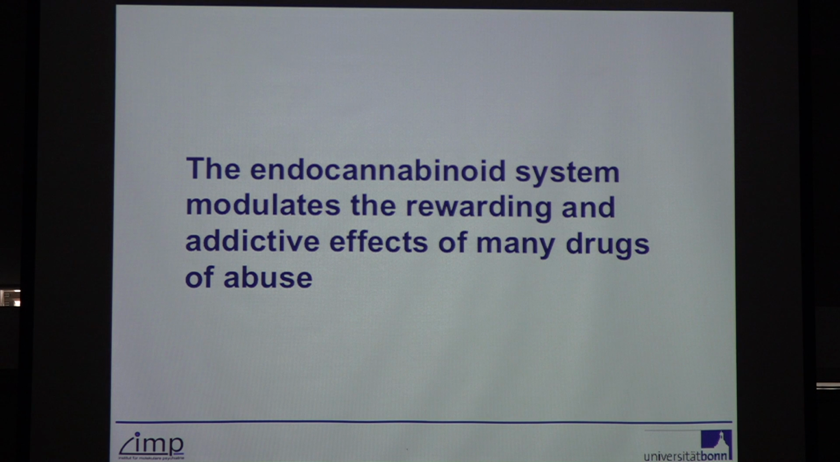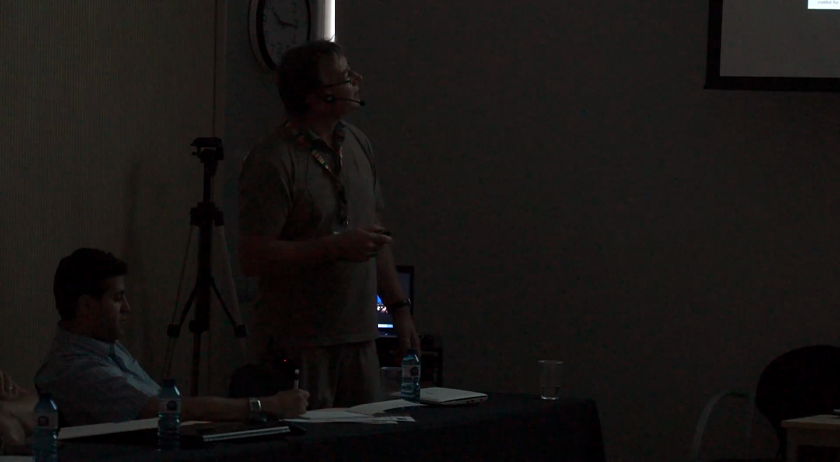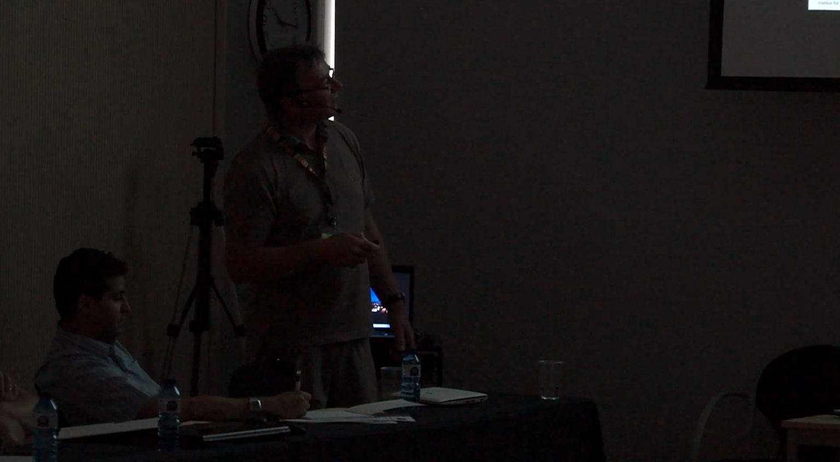One thing I wanted to mention is that cannabis is of course consumed to increase euphoria and all the effects through the activation of CB1 receptors. However, other drugs of abuse probably lead to a stimulation of endocannabinoid synthesis and activation of the CB1 receptors, and the system seems to modulate the activity of other drugs of abuse. I just want to show you one example here, and that is alcohol.